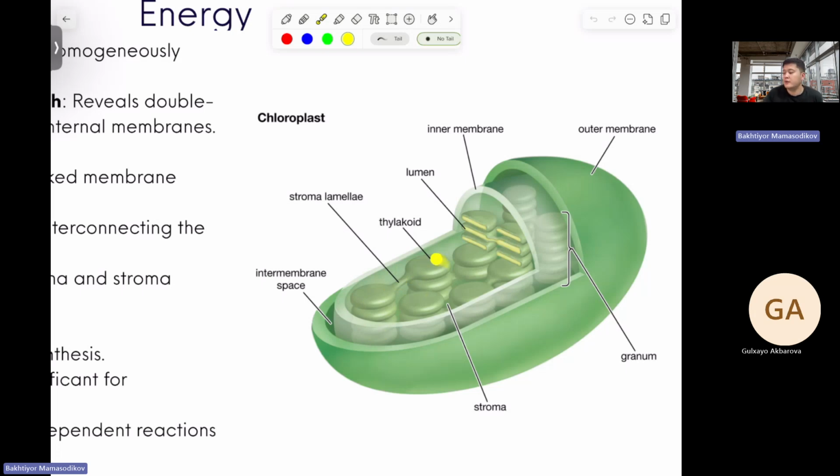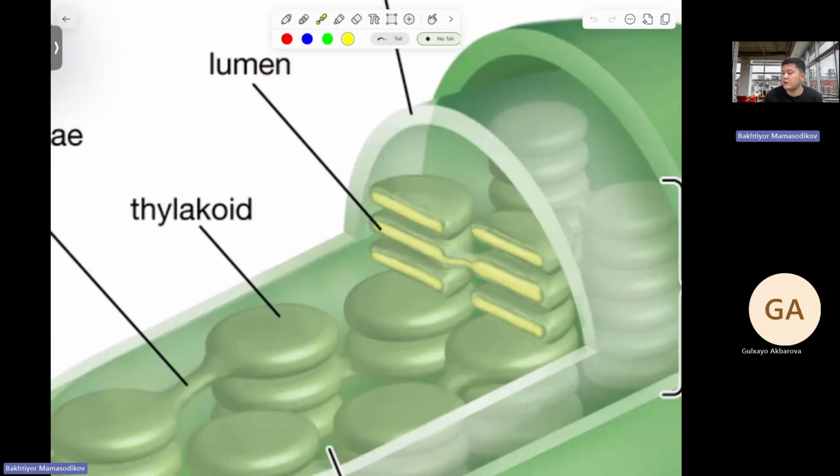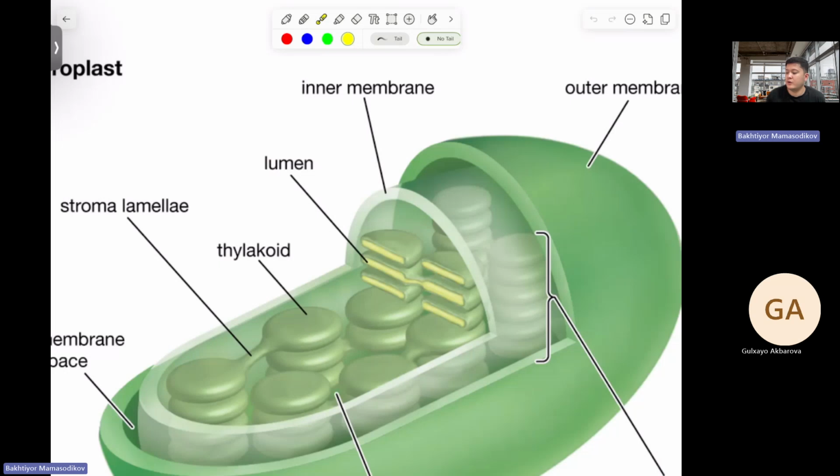okay? And the lumen, as you can see, this is the lumen inside of the thylakoid. Inside the thylakoid, this is important. We will learn a little bit later. This is important for the hydrogen or proton gradient, okay? It's important for the proton gradient. Let's take it deeper about the thylakoids. This is thylakoid. It's where the light-dependent reactions happen, where the ATP and NADPH are created, okay? They are energy currencies.